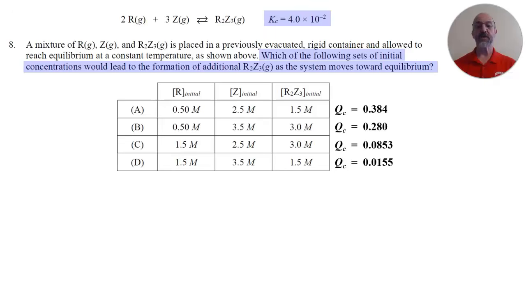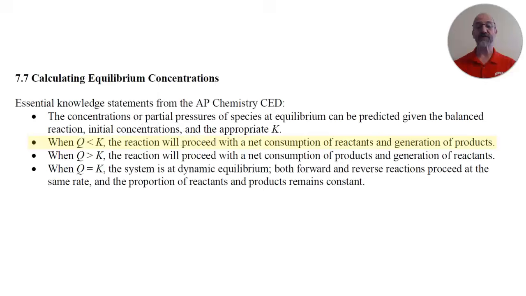So what should the value of Q be relative to the value of K if I would like there to be a net conversion from reactants to products or from left to right? Well, as we can see from topic 7.7, when the value of Q is less than the value of K, the reaction will proceed with a net consumption of reactants and generation of products. In other words, a net conversion from left to right.